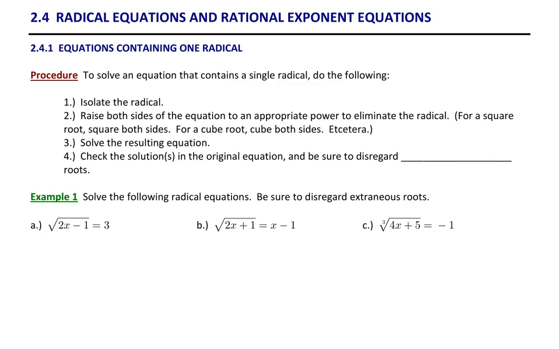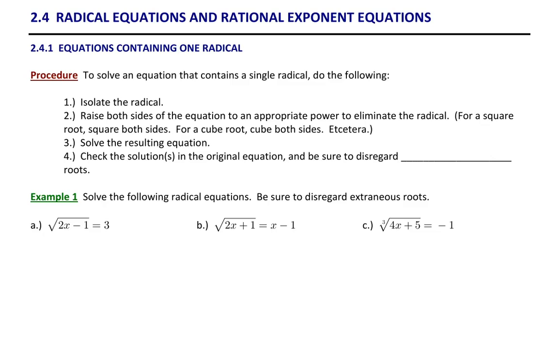For a square root, square both sides. For a cube root, cube both sides, etc. And then solve the resulting equation. That resulting equation may be linear, it may be quadratic, it may be polynomial. You'll have to understand which category it belongs to in order to apply an appropriate process to solve it from there. And then finally, check the solution in the original equation.